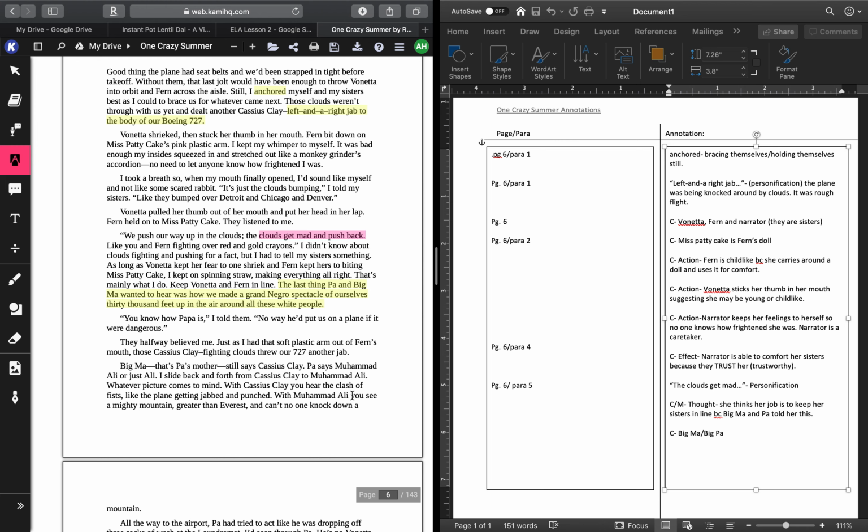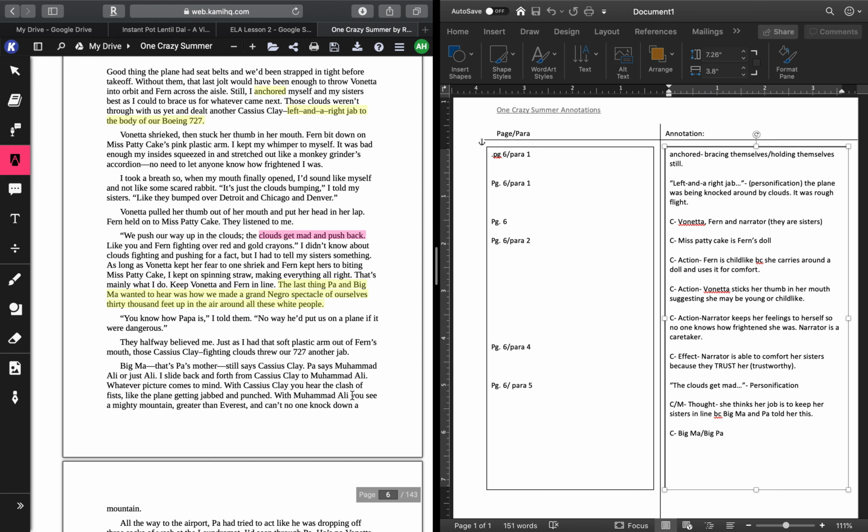We're not going to annotate this piece of personification because it's repeating itself, right? We don't need to annotate it every single time if it's not giving us new information. So let's keep going.